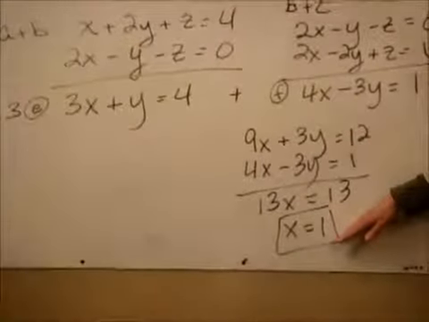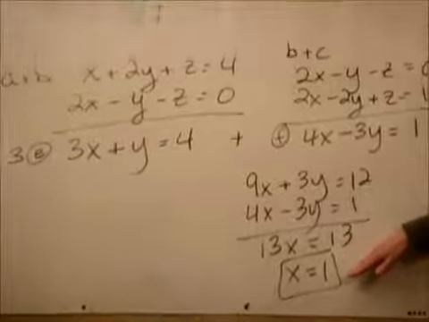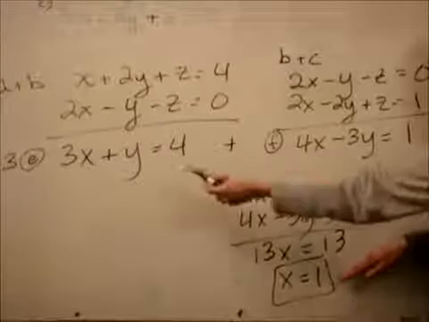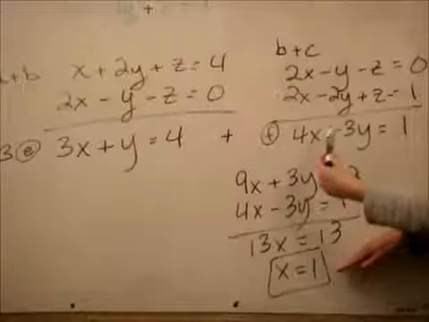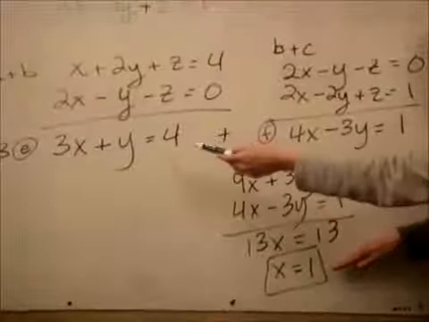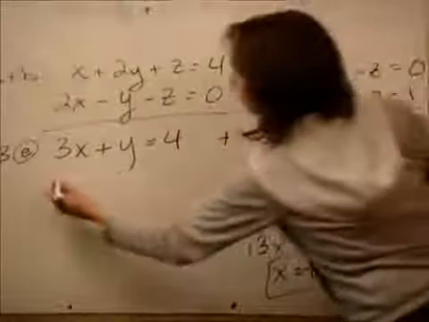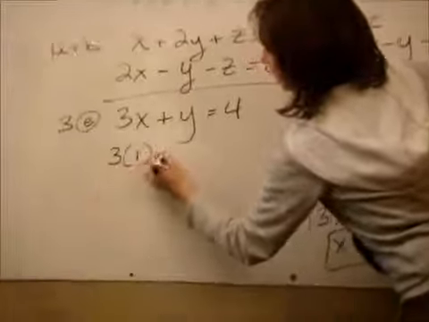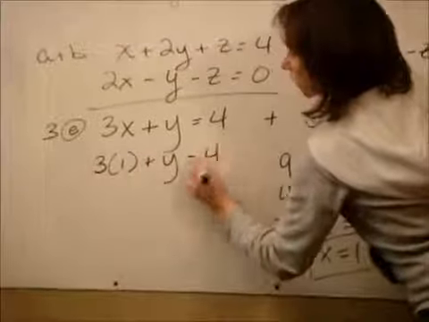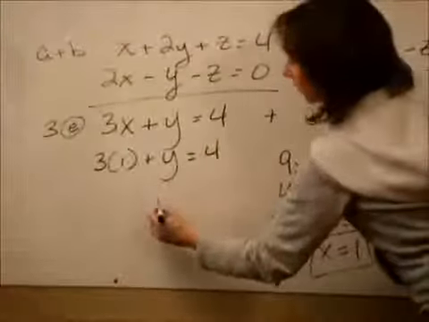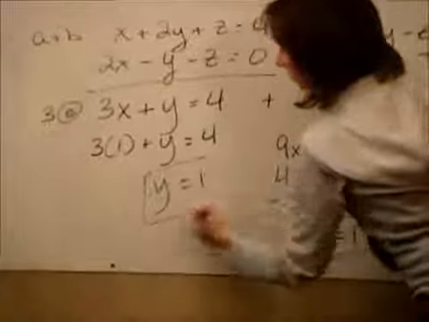Once you get that, we're going to just do some back substitution. We're going to put it back up into e or f in order to get y. So let's just put it back into e. So we get 3 times 1 plus y equals 4. Subtract 3 from both sides, and we get y equals 1.